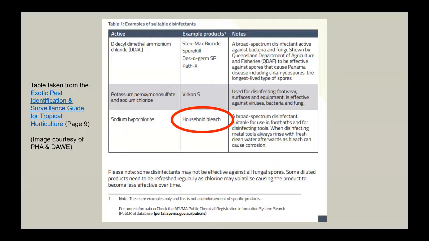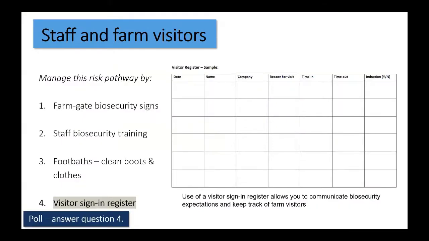And lastly, having a visitor sign in register is a really great idea as it allows you to keep track of who's entering your property and communicate any biosecurity expectations you have of visitors, and also helps you conform to health and safety laws. I mean, we've all seen how effective this is with tracing COVID outbreaks through QR codes, and it's the same idea, but you'd just be tracing back any pest and disease outbreaks.